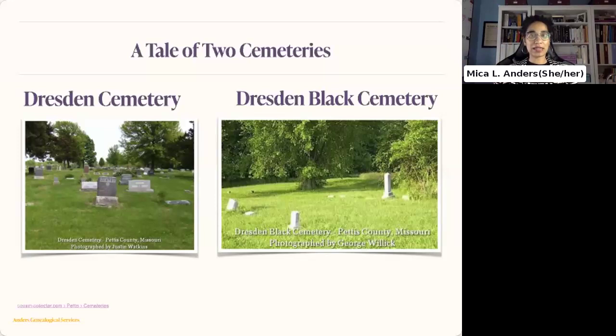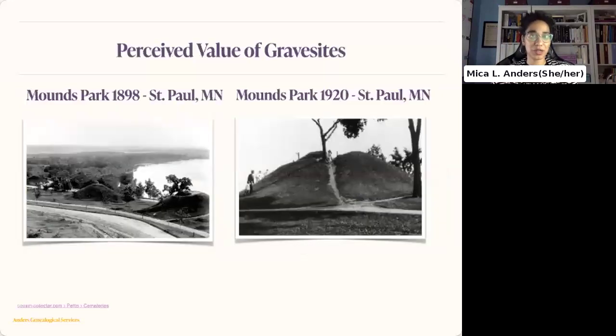Another thing to think about is how other cemeteries were treated and the perceived value of those cemeteries. A lot of Black cemeteries don't even have a little wooden sign that says Alumni Association cares for this cemetery. A lot of them have highways over top of them. They have schools built over them. They have other monuments, highways running through them.